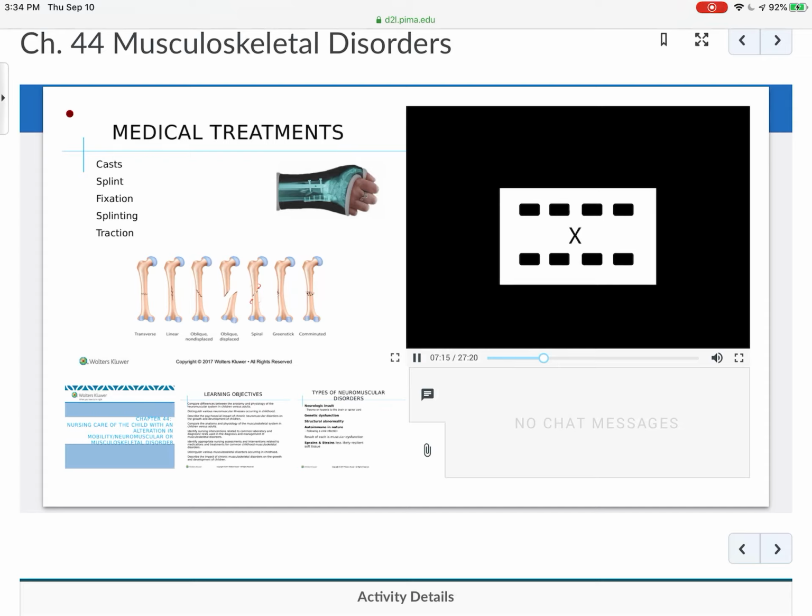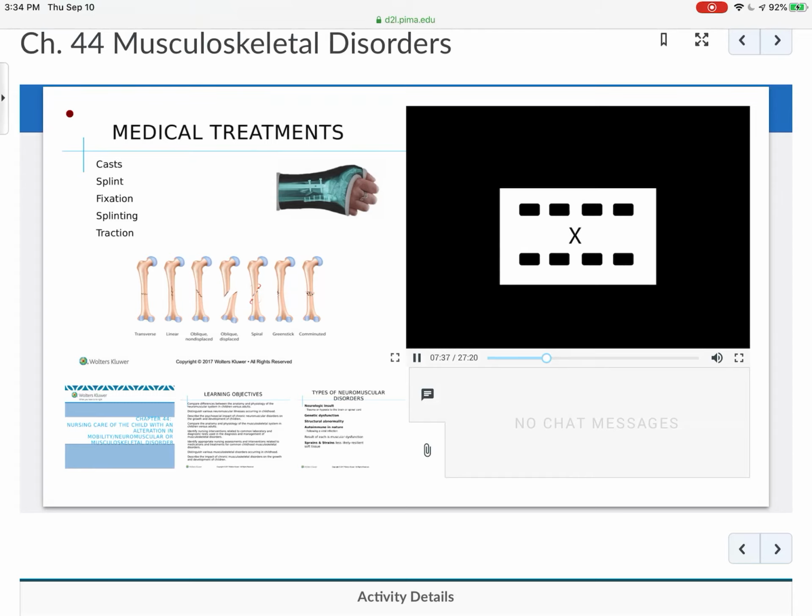Other things, you could have cervical traction if you have a C-spine injury. Crutches are weapons for kids, so be very careful when you're doing crutch teaching, because they do adapt easier than adults, but they also get a little wild with them. So kind of letting them know it's not for playing.